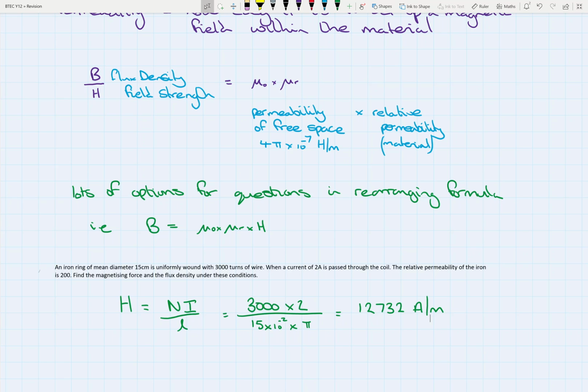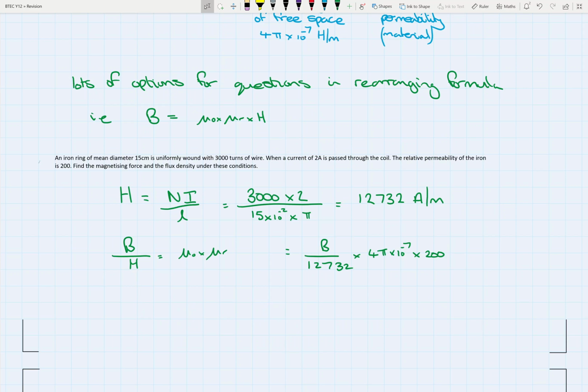So let's work out now what our flux density is, just substituting all of our numbers. We've got our flux density divided by our field strength is equal to the permeability of free space, which is a constant, 4 pi times 10 to the minus 7, times our relative permittivity of our iron, 200. Now we can do a little bit of rearranging. That gives us an answer of our flux density of 3.2 Teslas.